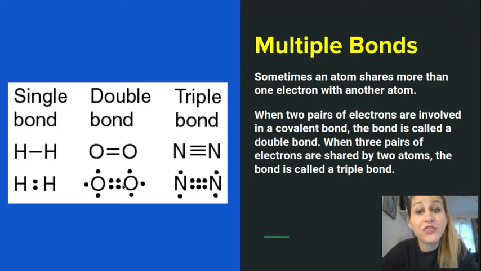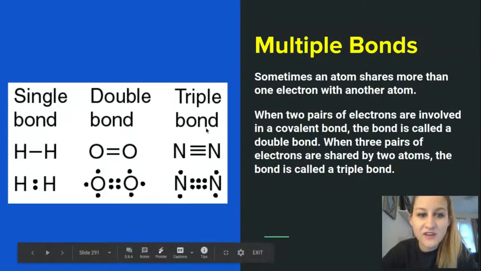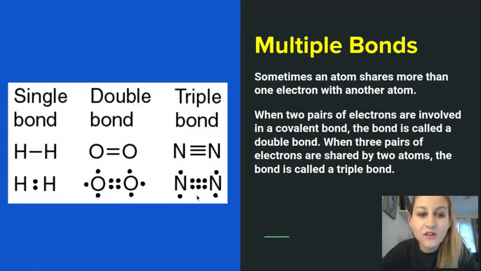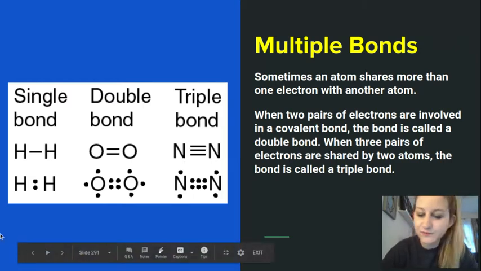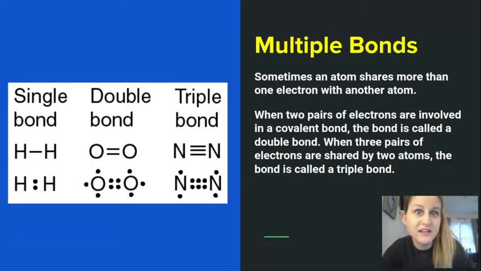And then when you have three pairs of electrons that are shared between two atoms, the bond is called a triple bond. So over here we have nitrogen, and you can see that there are three pairs of electrons that are being shared, not three electrons, three pairs of electrons. We abbreviate that by drawing three horizontal lines in between them to show that a triple bond has happened. Now, all three of these are still covalent bonds. It's just three different types of covalent bonds.